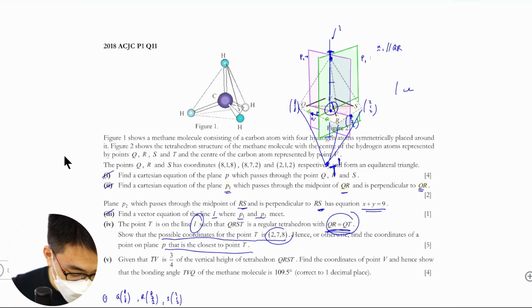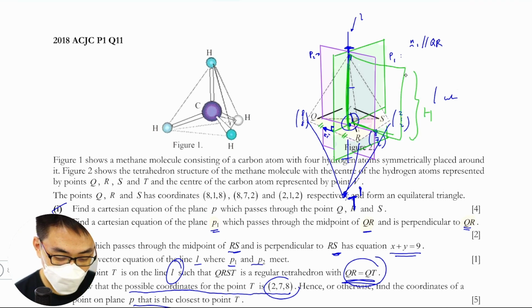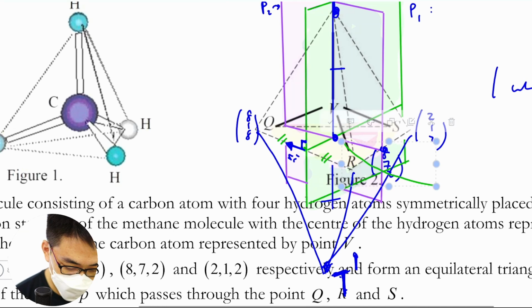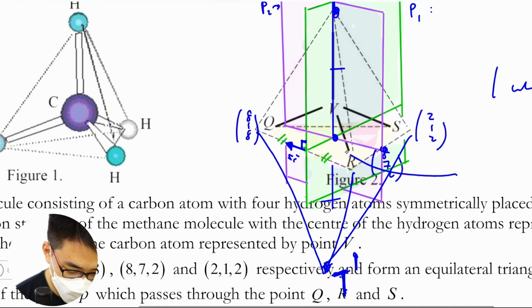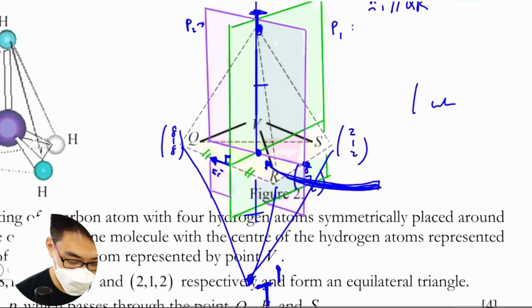So we try to understand, given that TV is three quarter of the total height. Okay. So this is the total height here, right? Total height is here. Okay. So we already found this point here, from the previous part. This middle point here is actually 634.